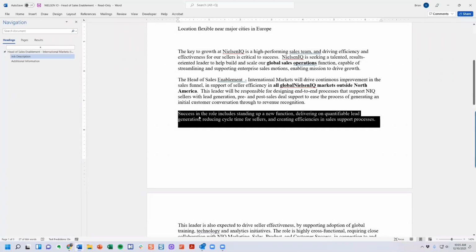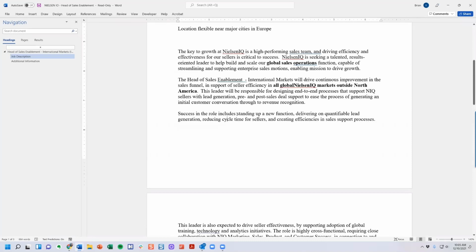Okay, welcome back. Now, success requires standing it up. What you could do is follow a roadmap. Why you want to follow a roadmap is because you want to be precise. You want to be objective. How do you deliver on quantifiable lead generation?